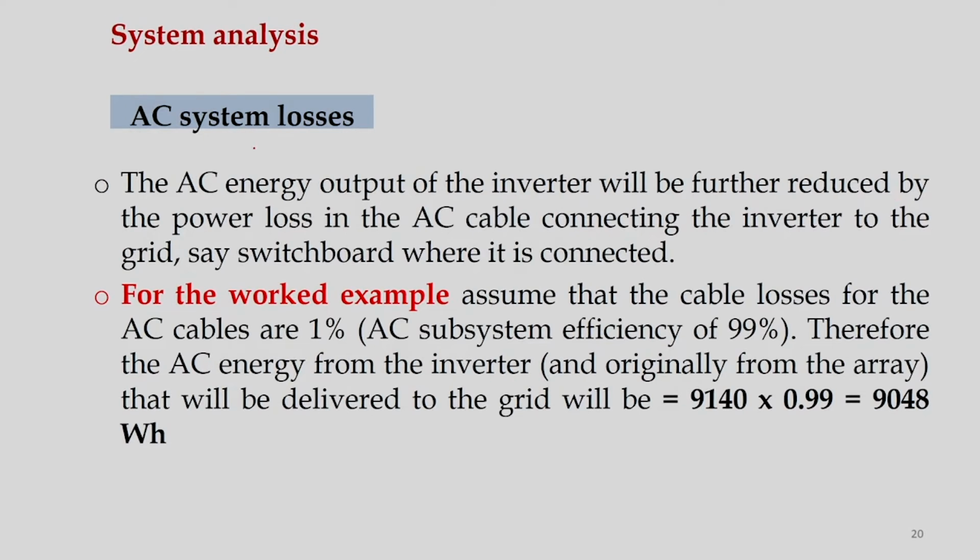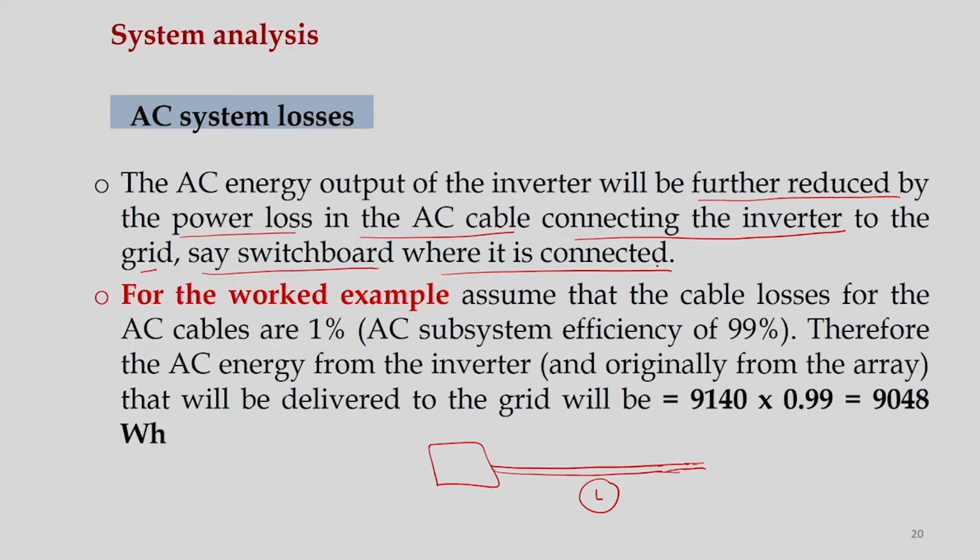Now, the AC system losses. Once the inverter stage is over, we need to transmit the energy, so we need to consider the cable length. The loss is proportional to the length, so if the length is very long, the losses will be more. This AC energy output of the inverter will be further reduced by the power loss in the AC cable connecting the inverter to the grid, say the switchboard where it is connected.